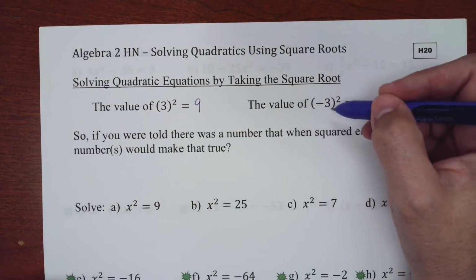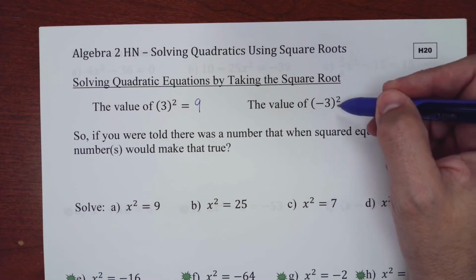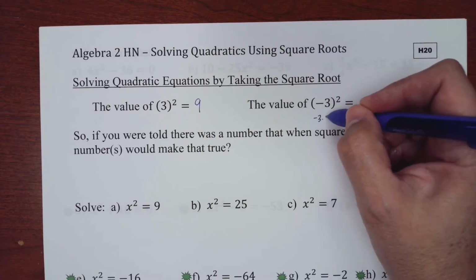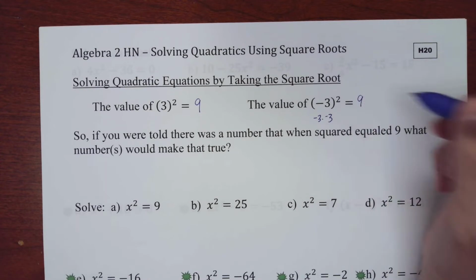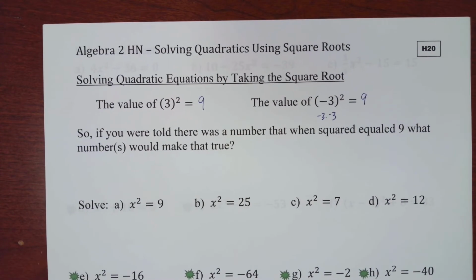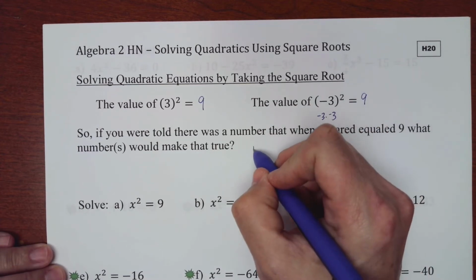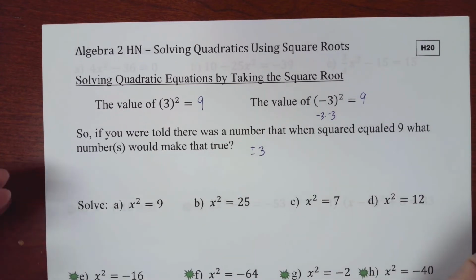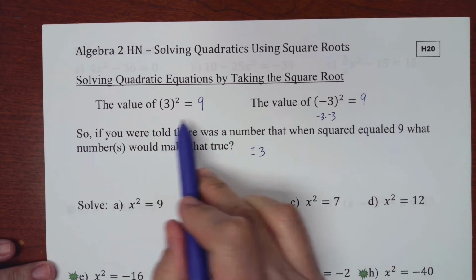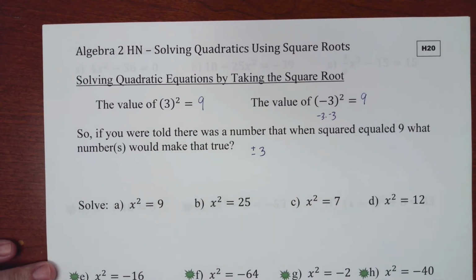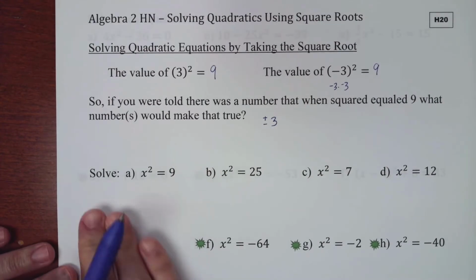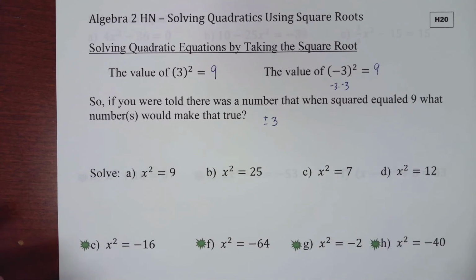What's the value of negative 3 when I square it? It has parentheses, those are important. So this means negative 3 times negative 3, so also positive 9. So if you were told that there was a number that when you square it, it equaled 9, you would have to say to me that, well, there's 2 numbers that do that, right? So it has to be like positive or negative 3 would make that true, because you saw that up here, okay?